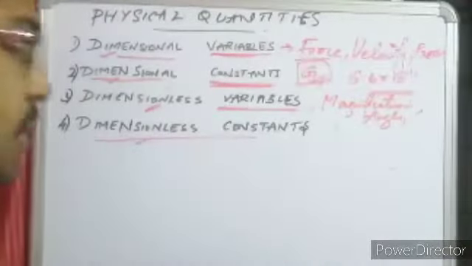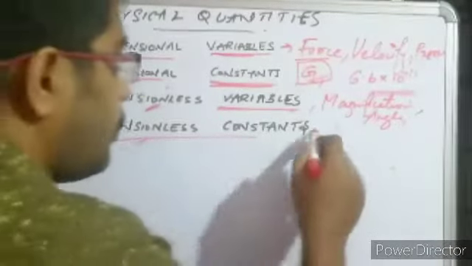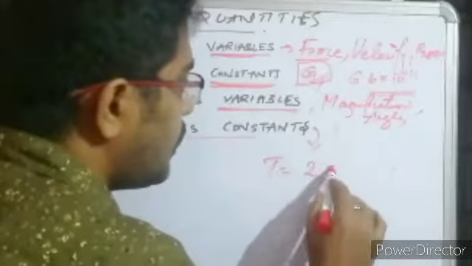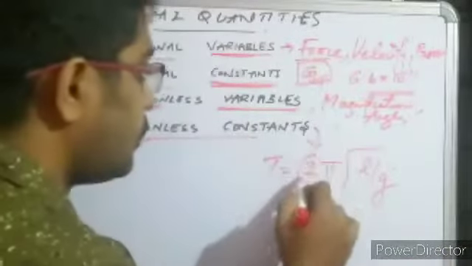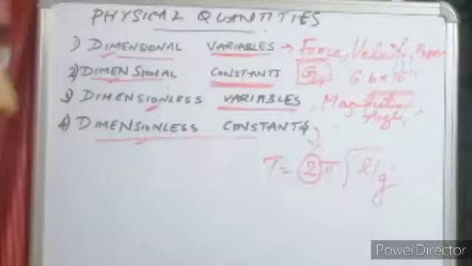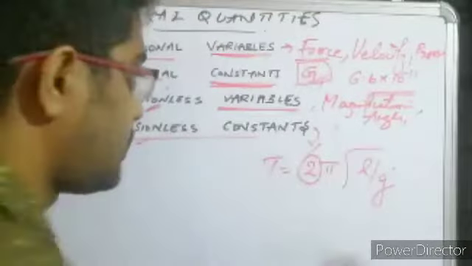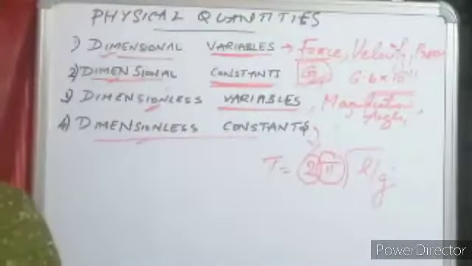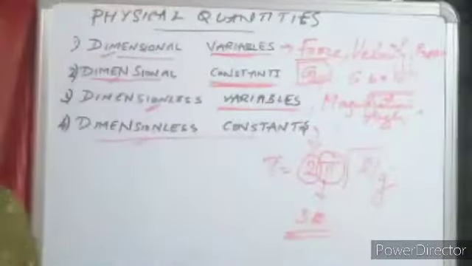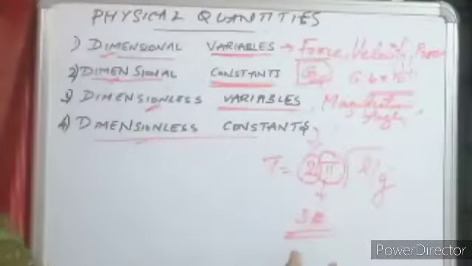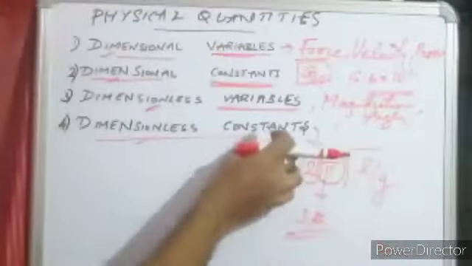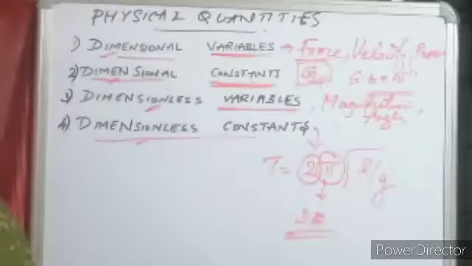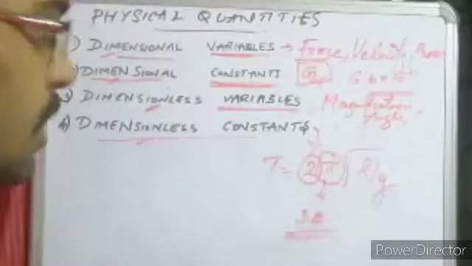Again, coming to dimensionless constants. When you write the equation, T is equal to 2 pi into under root L by g, this 2 is dimensionless. Does it have any dimension? No. It's a number. Again, pi is 3.14. Not accurate, but we are taking it as equal to 3.14 in our simplification. The value is fixed, so it's a constant. Does it have any dimension? No. So it is a dimensionless constant.